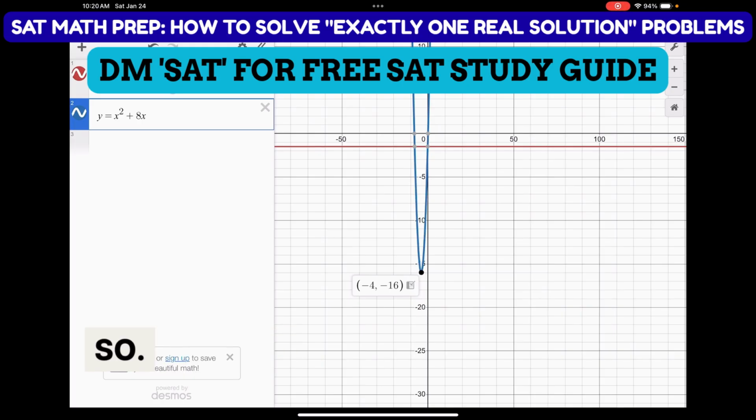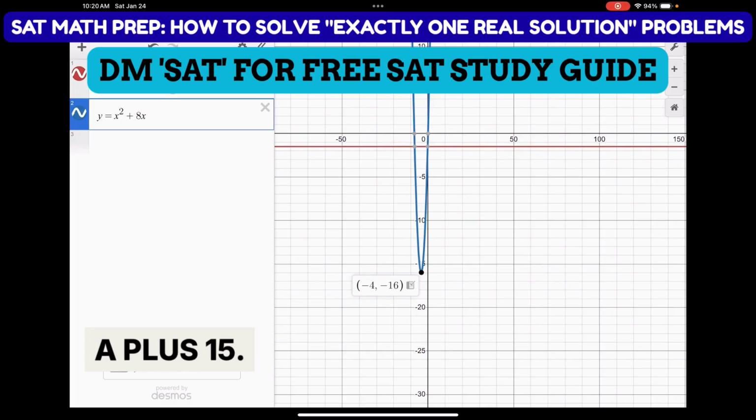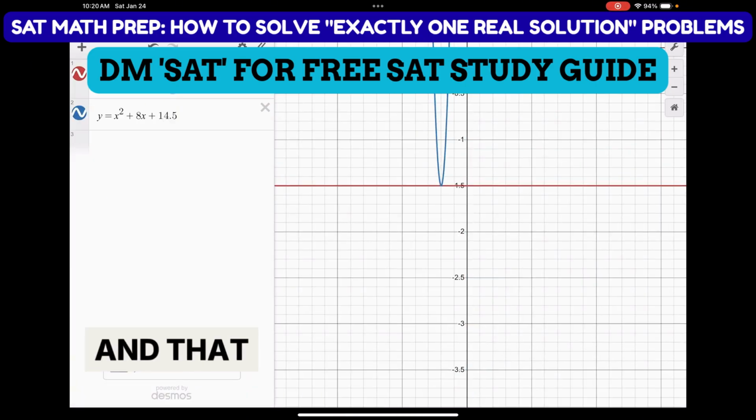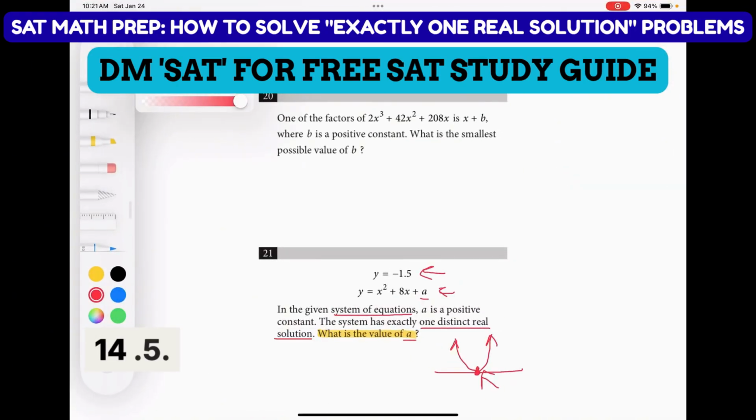So -1.5 to -16, that's going to be a plus 15. So let me add 15. Well, actually, -14.5 plus 14.5. And that will take us there. Yep. So the a would be -14.5.